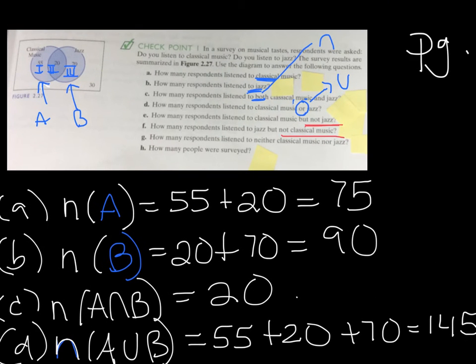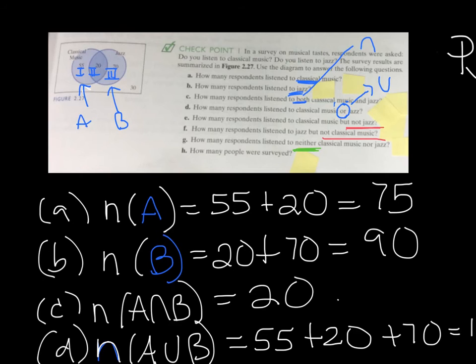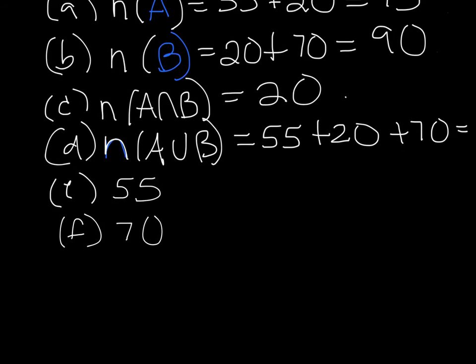G, how many respondents listen to neither classical music nor jazz? We look at our picture, and everybody in here listens to either classical or jazz. So everybody outside is the neither part. So that's 30 people. G is 30 people, the neither.